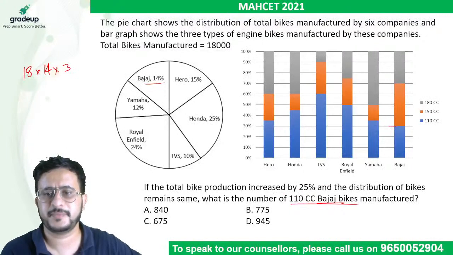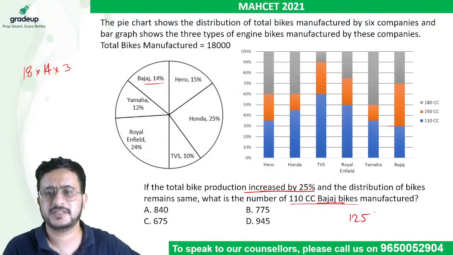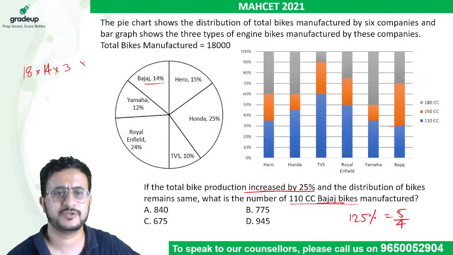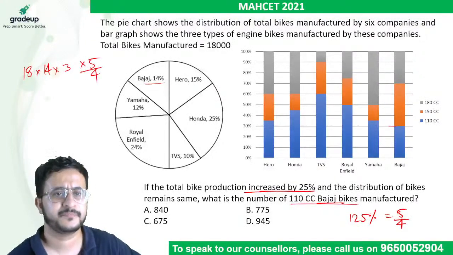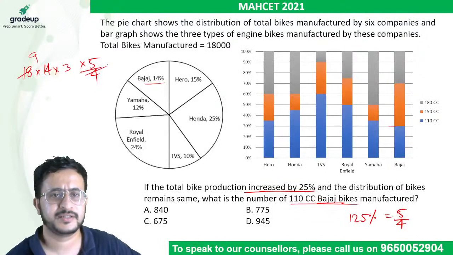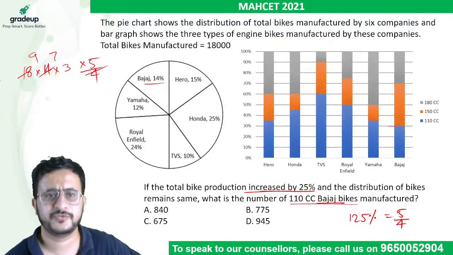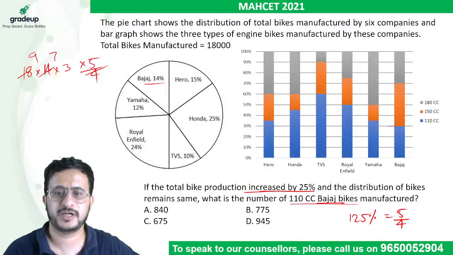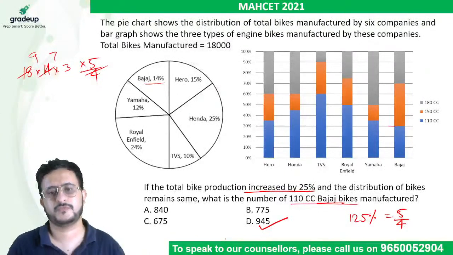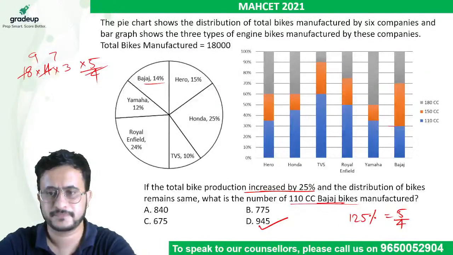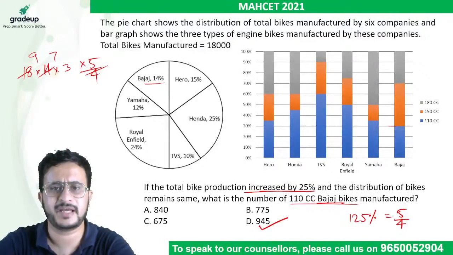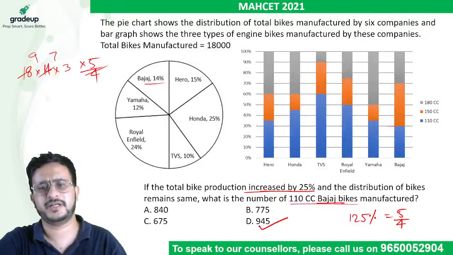Now it has increased by 25%, right? Increase by 25% means 125%. See, you should know some fractions. That will be 5 by 4, right? Just do 5 by 4. Then what do you get? This is 9, this is 7. Okay, 63 into 15, you should get 945.